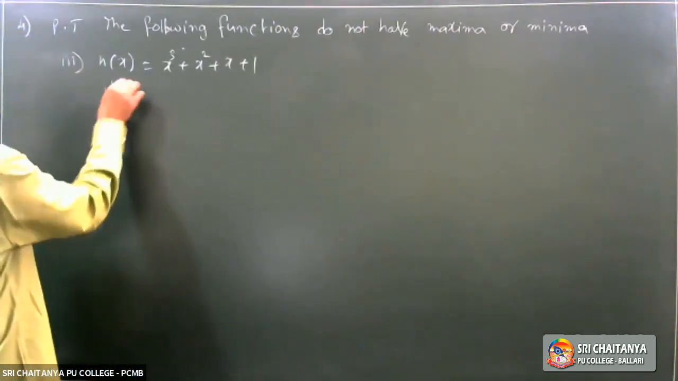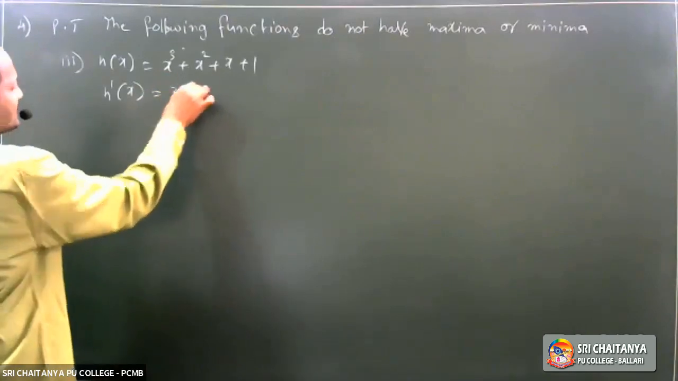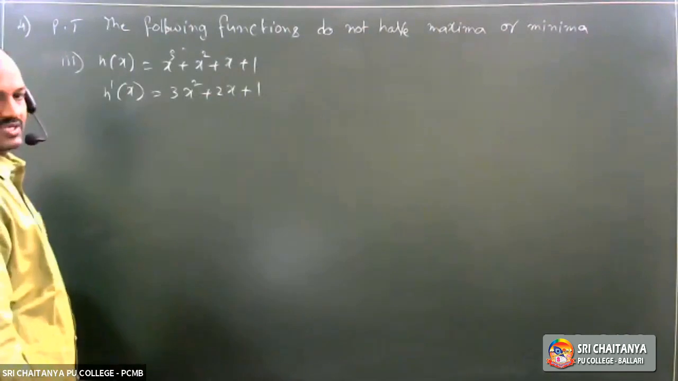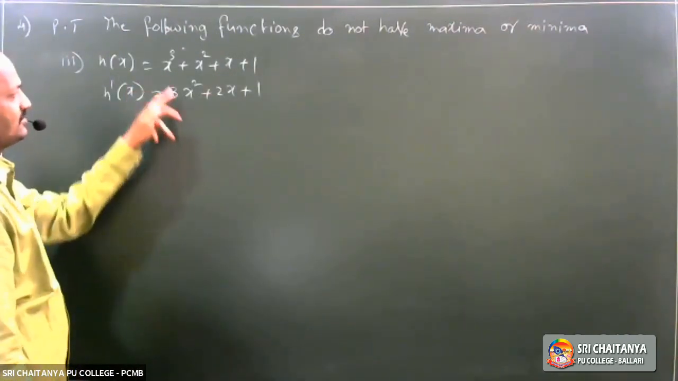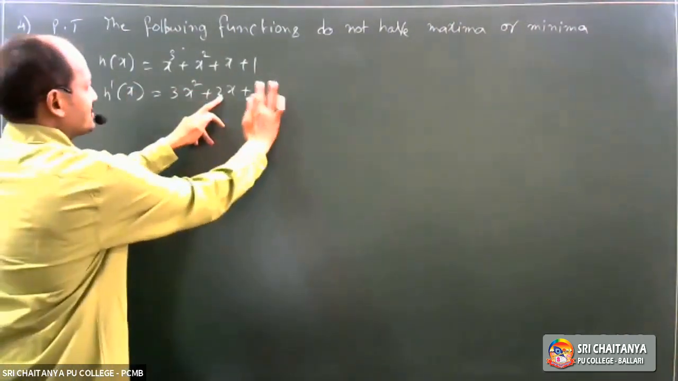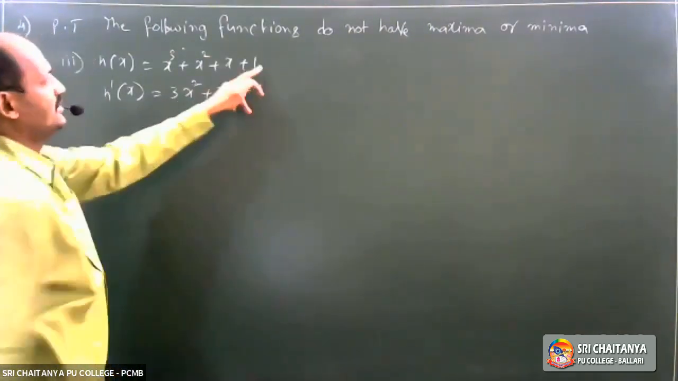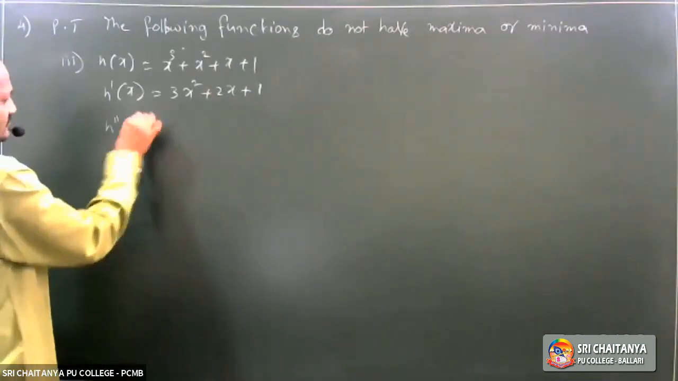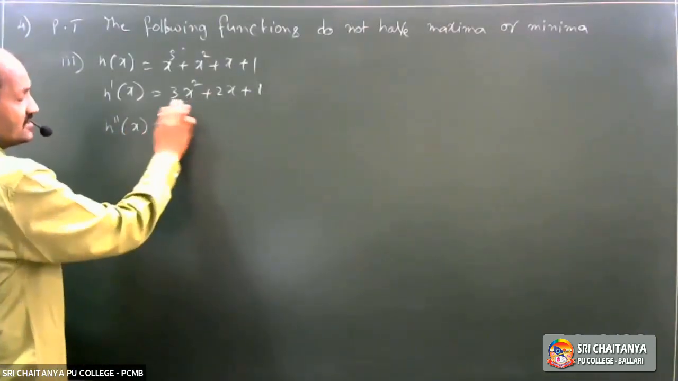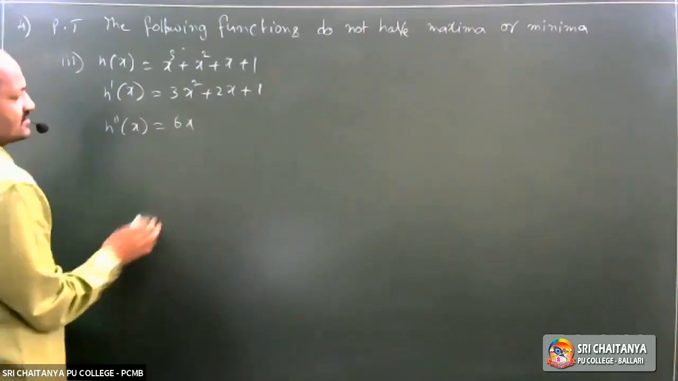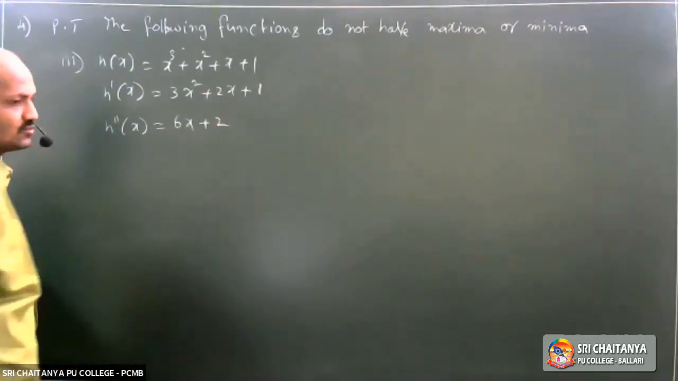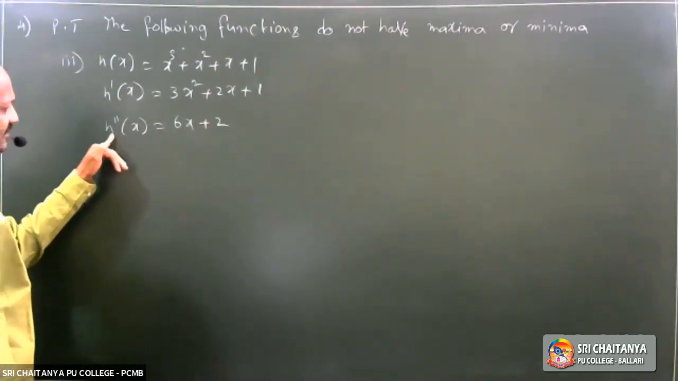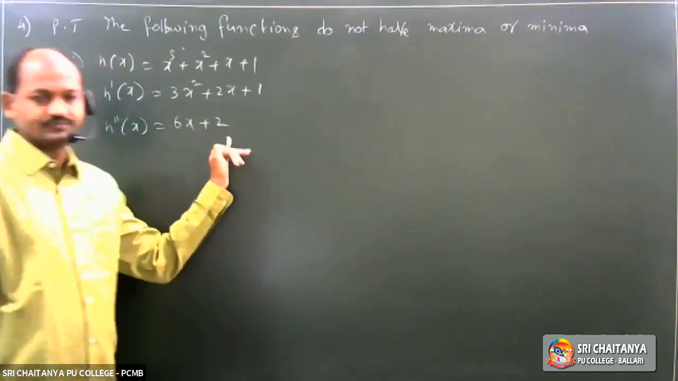What about its first derivative? 3x square plus 2x plus 1. Okay? Derivative of x cube is 3x square, of x square is 2x, of x is 1, and the derivative of 1 is 0, a constant. So again, the derivative of 3x square is 6x, and the derivative of 2x is 2. Next, the second order derivative is 6x plus 2.